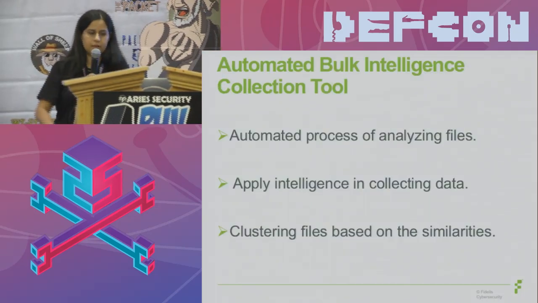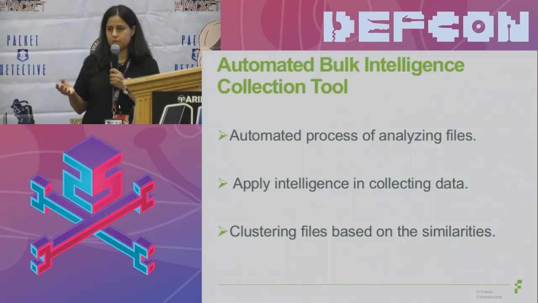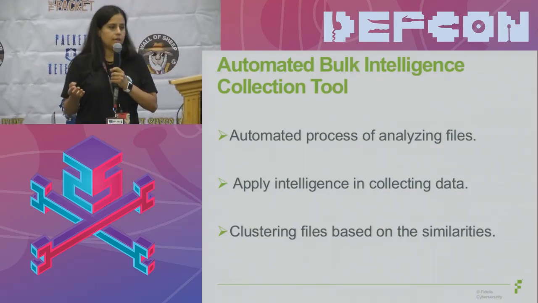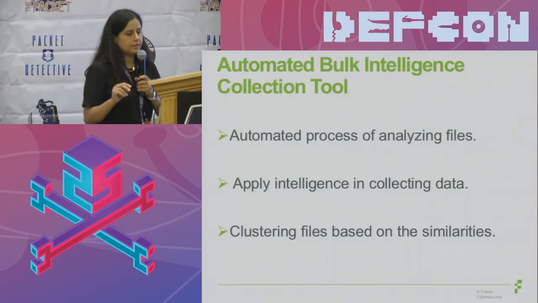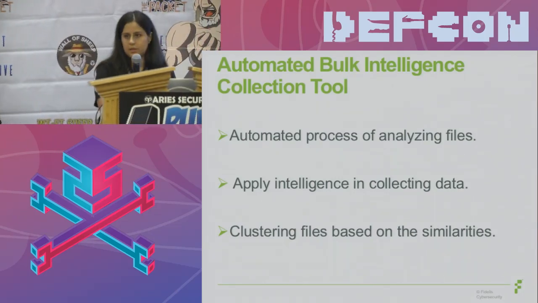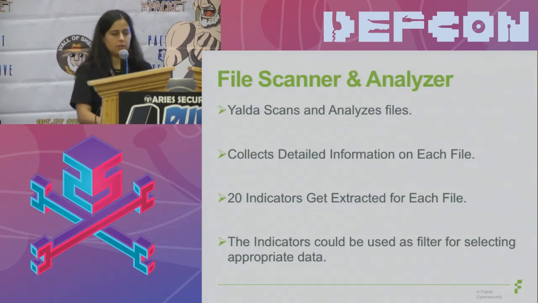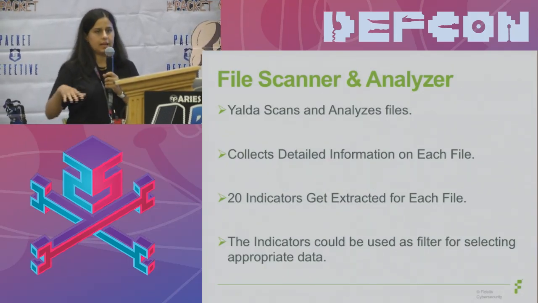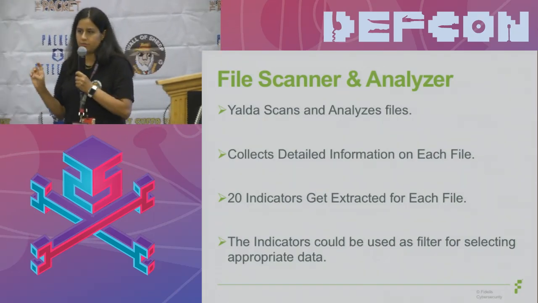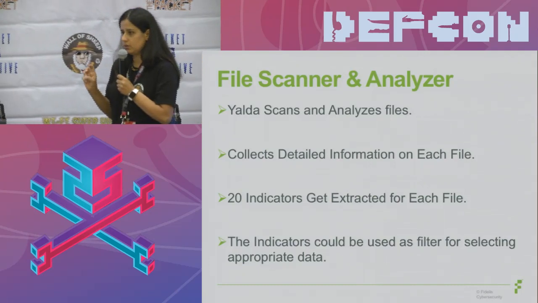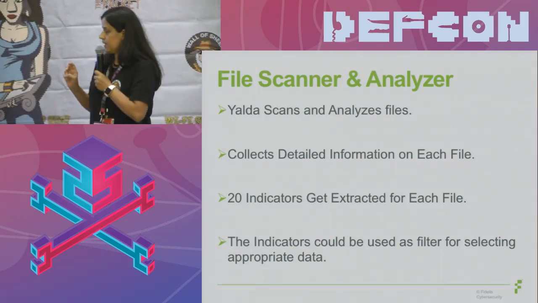The automated bulk intelligence collection tool has an automated process of analyzing files. It applies intelligence to collected data and clusters files based on similarities. It's a file scanner and analyzer. Yalda scans and analyzes files. It collects detailed information about the file. About 20 indicators are extracted from each single file. And it makes it possible.